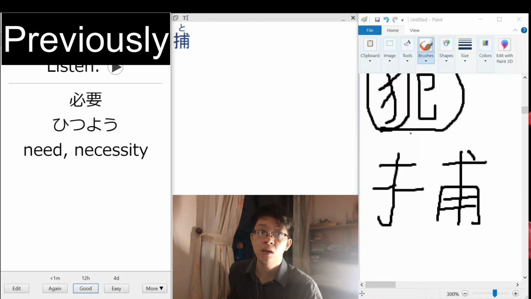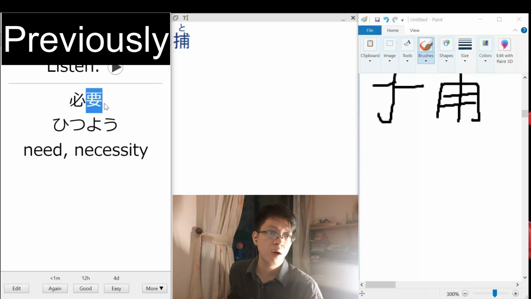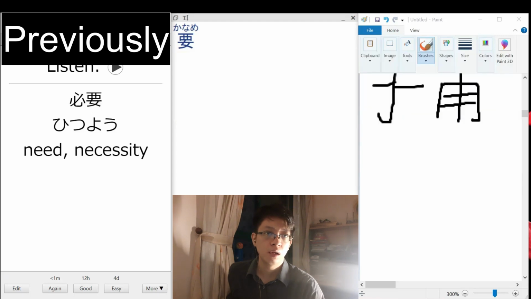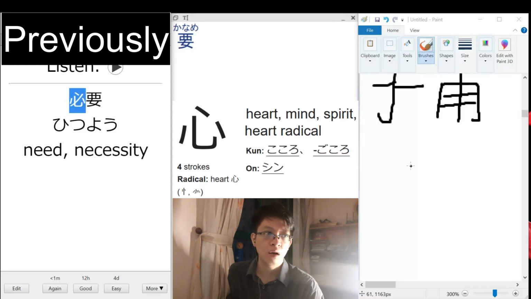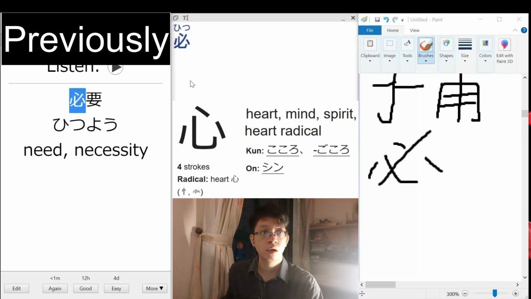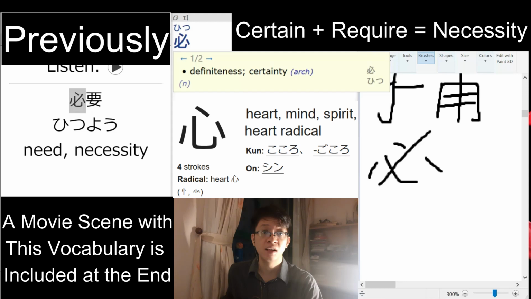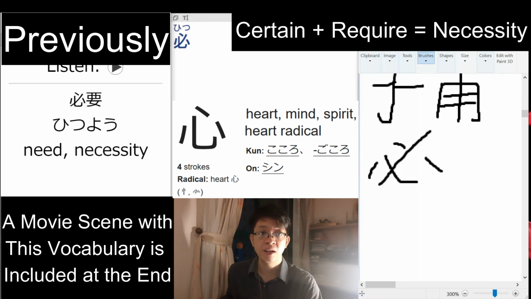Hitsuyō, need, necessity. Okay, this one we learned, right? Iru, to be needed, to require. And this one is the heart, but with a stroke that kind of denies the heart or something. This one means certainty, definiteness. Well, okay. So definitely required, and it becomes necessity.